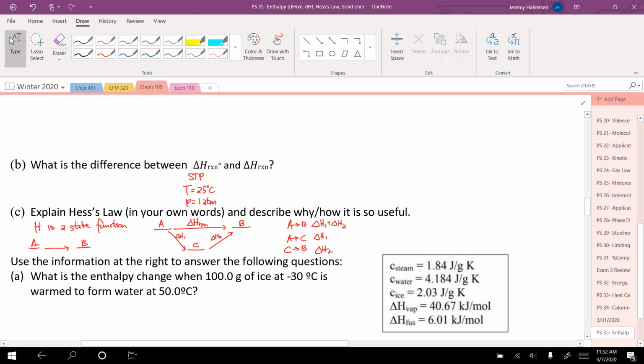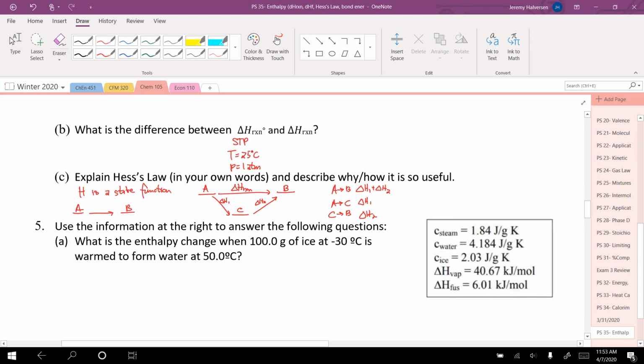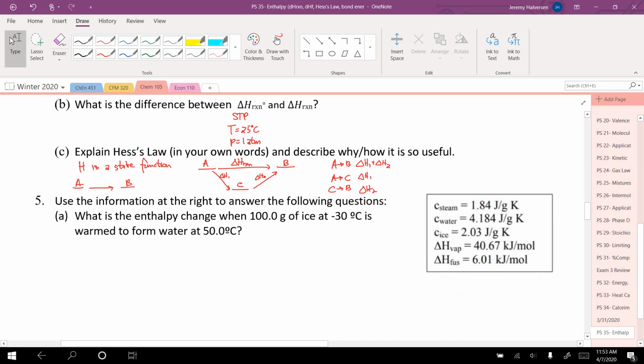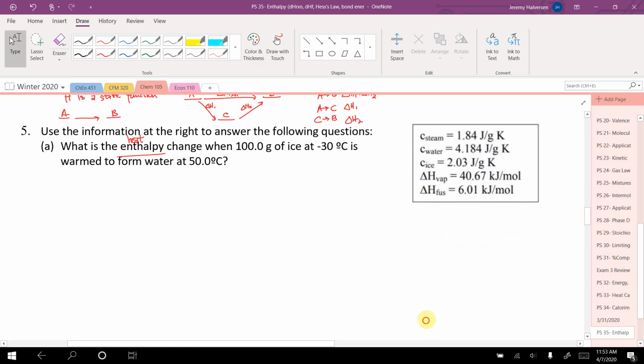But that's really useful because there are certain paths that we know more about than other paths. So we can just pick the paths that we have information about to find information about paths we don't know. Okay, so we're going to use the information at the right to answer the following question. What is the enthalpy? Remember, enthalpy is just heat. Change when 100 grams of ice at negative 30 degrees Celsius is warmed to form water at 50 degrees Celsius.